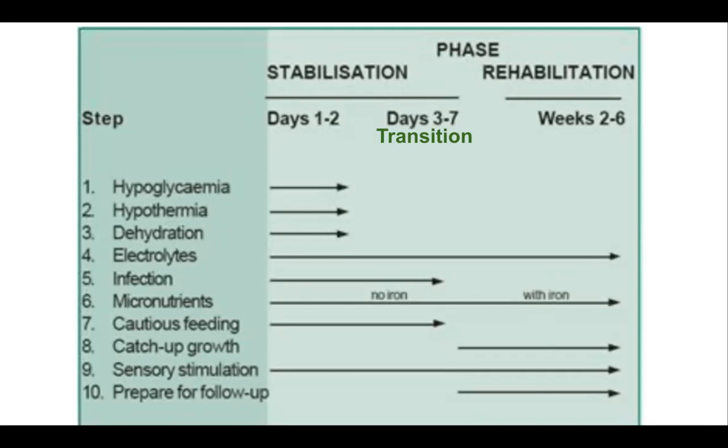So as you can see, for the micronutrients in the first week, ideally we don't want to add iron because iron might affect the immune system. We add iron in the second week. So in the first week is with the cautious feeding, and then the second week is the catch-up growth.